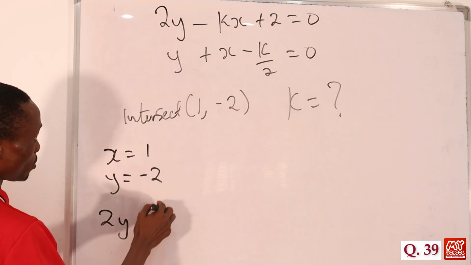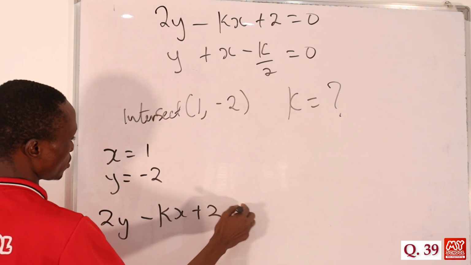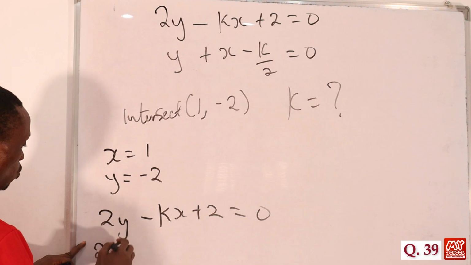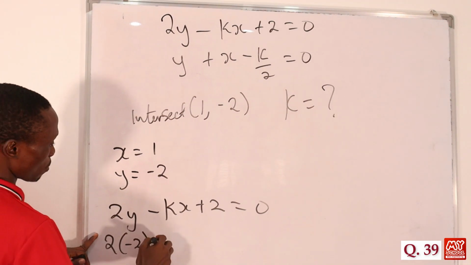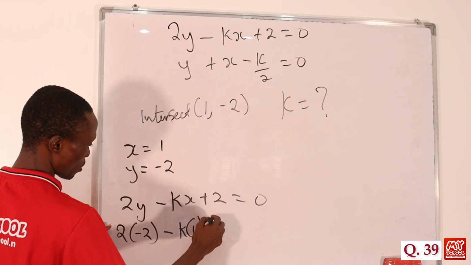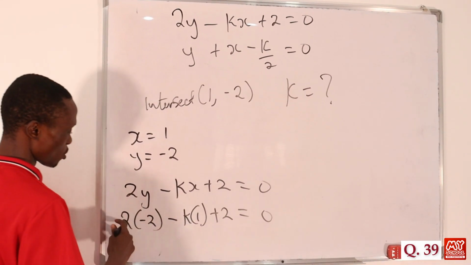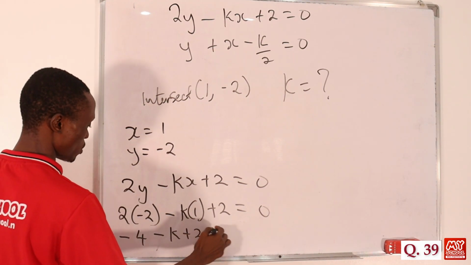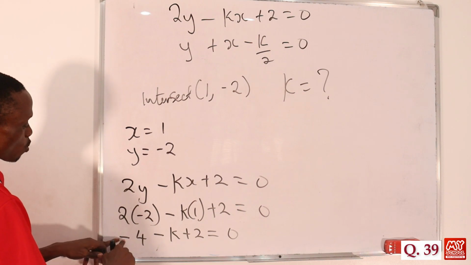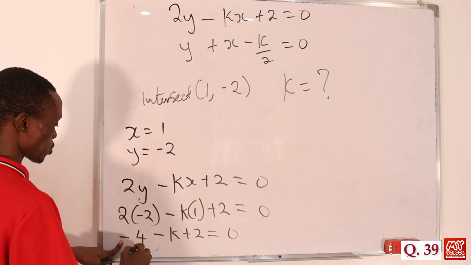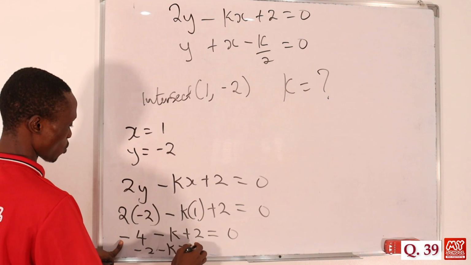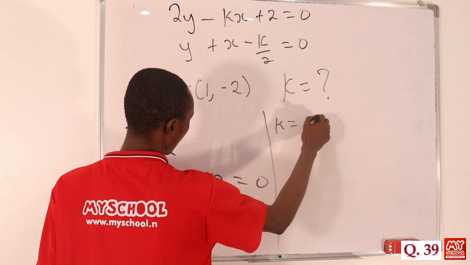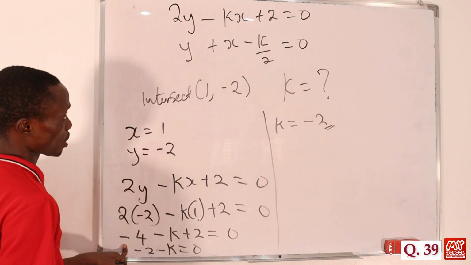So 2y minus kx plus 2 equals 0. We are going to replace this with 2 times -2. So you'll be having 2(-2) minus k times 1 plus 2 equals 0. This will give us -4 minus k plus 2 equals 0. So -4 plus 2 is going to give us -2 minus k equals 0. If we move k to the other side, we'll be having k equals -2. So let's do it for the second line and see.